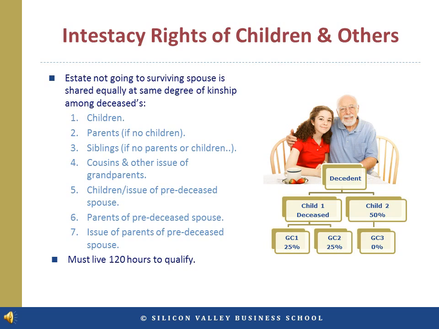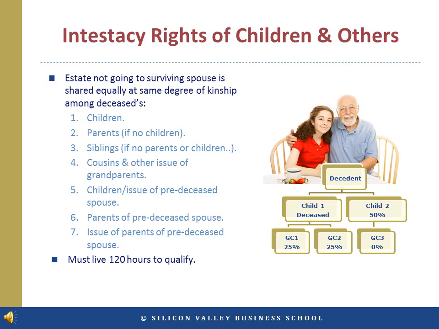If there are no siblings, it's shared among the cousins and other issue of the grandparents. If there are no issue of grandparents to take the estate, it goes to the children and grandchildren of a predeceased spouse. Perhaps the deceased was a widower and his departed wife had some remaining family. Where there are no remaining issue of a predeceased spouse, it goes to the surviving parents of a predeceased spouse. Finally, before the property is taken by the state, the administrator looks for children, grandchildren, or other issue of parents of a predeceased spouse.